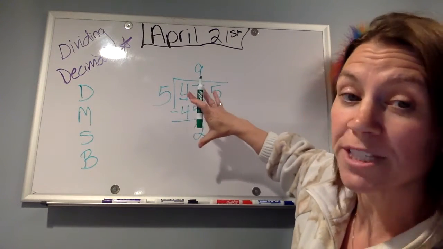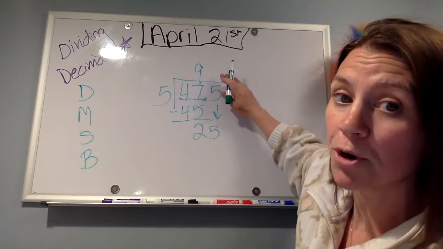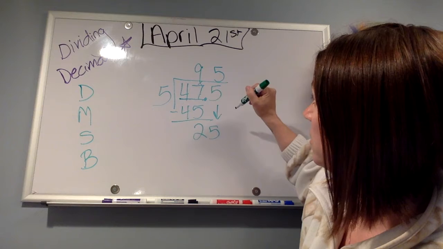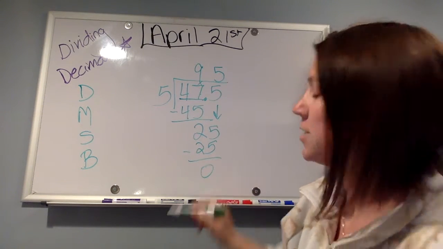Make sure, this is the most important part. You have to be carefully lining up your numbers up here. So my 5 has to go here. Okay? 5 times 5 is 25. I subtract, I get 0.